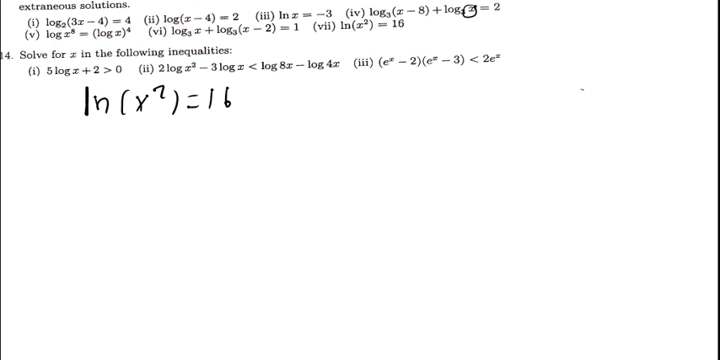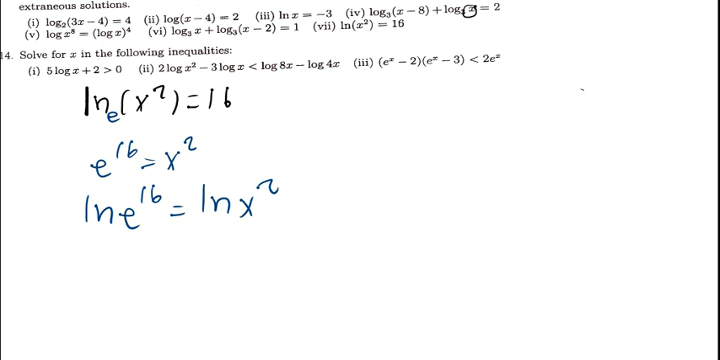Ln is always to base e, so it is e raised to the power 16 is equal to x squared. The property of log: now I'm going to introduce ln to get rid of that again. So it's going to be like this, is equal to ln x squared. The property of log allows me to shift this to the front, so it will be 16 ln e is equal to ln x squared. So ln e is 1, so I'll have just 16 is equal to ln x squared.